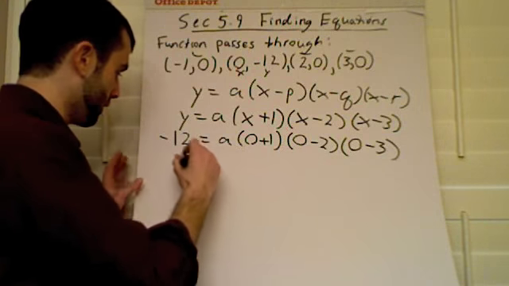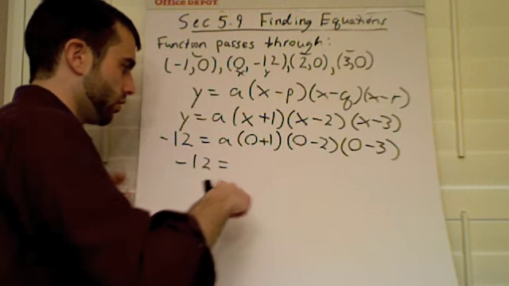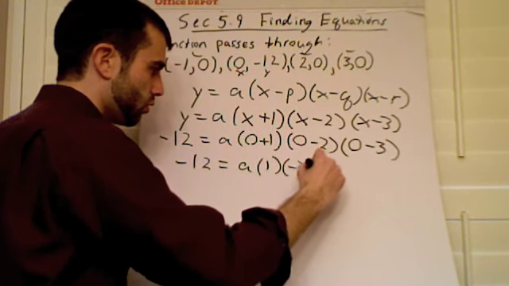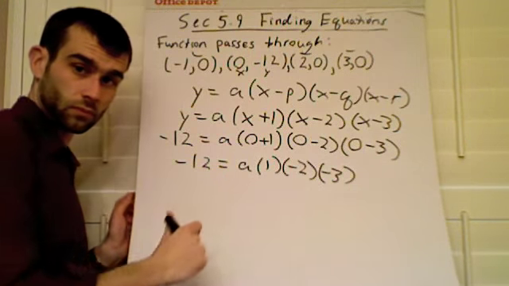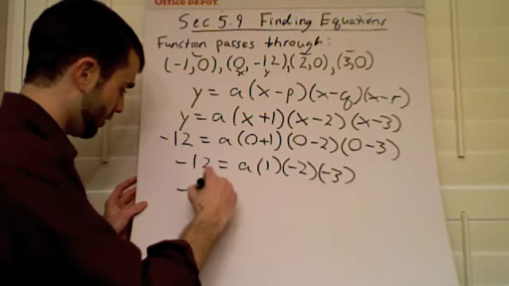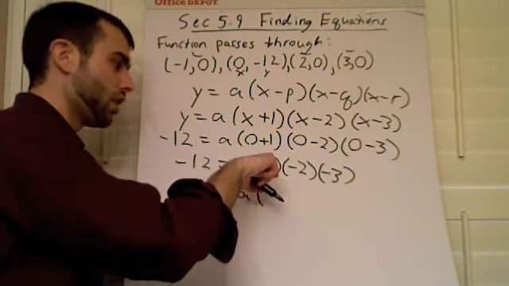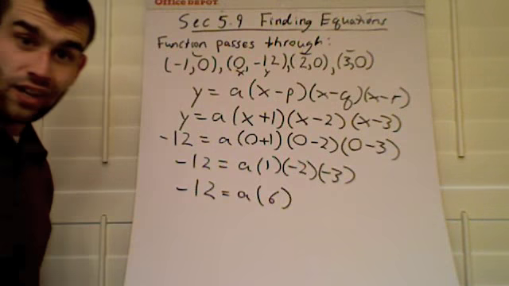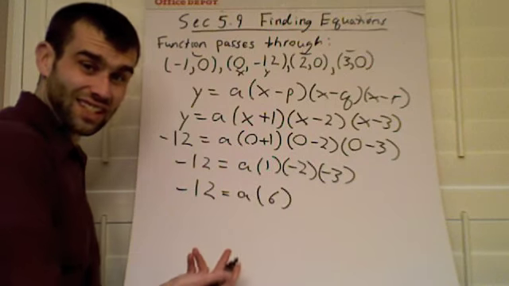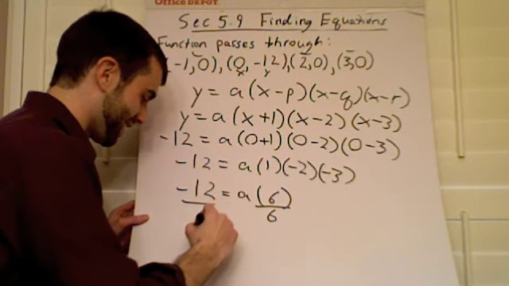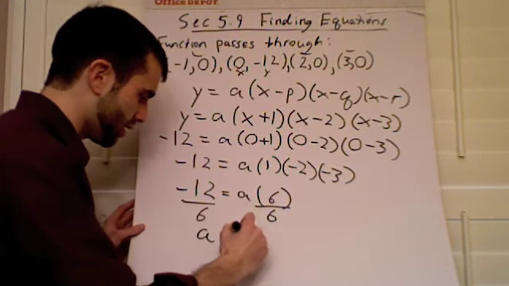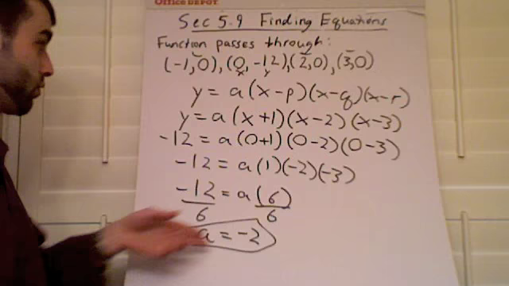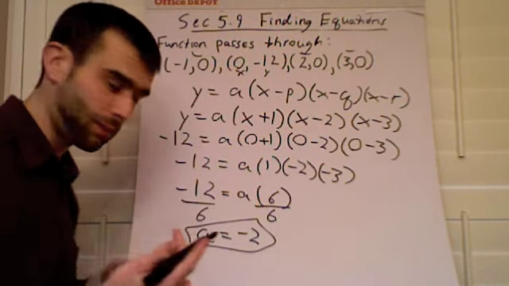Okay? Now let's just simplify this. -12 equals a times 0 plus 1 is 1, 0 minus 2 is -2, and 0 minus 3 is -3. Let's simplify again. -12 is equal to a times 1 times -2 is -2, -2 times -3 is positive 6. How do we solve for a? Well, a is just going to be dividing this 6 out of here. So divide both sides by 6, and a, just rearranging, is -2. That's a.